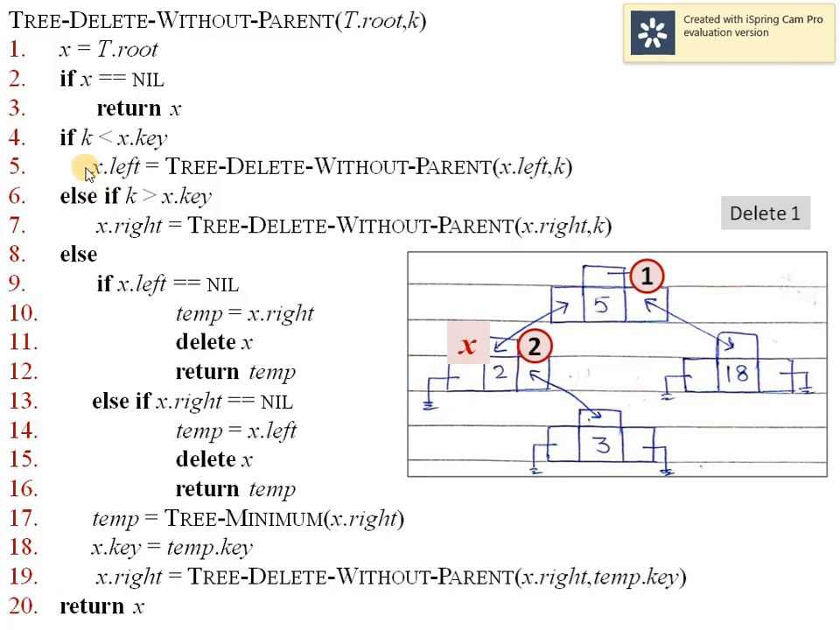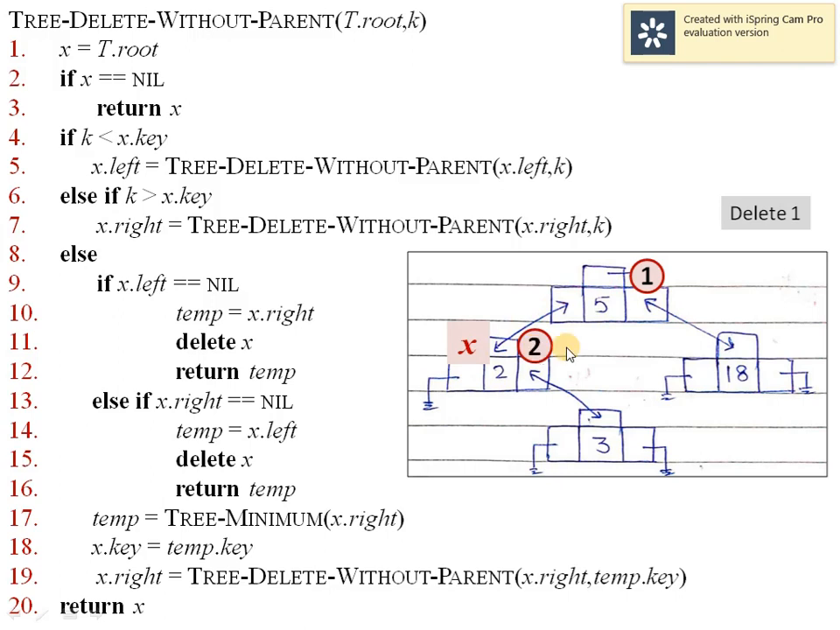Now we have executed x dot left equals procedure call. Now nothing else will be executed, so we have to return x. Now this return x will be used to update the left pointer of 5. So now this pointer will remain as it is even after the execution.